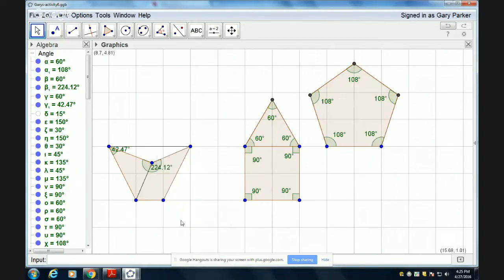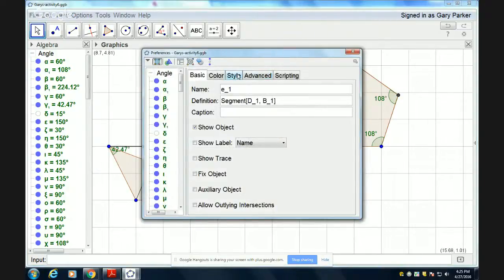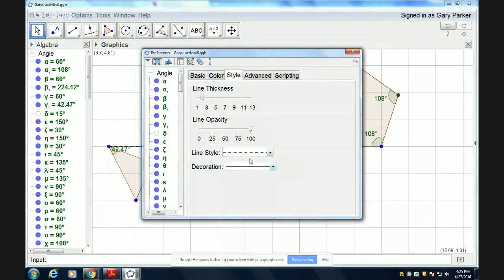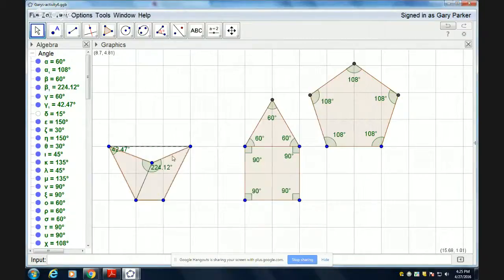Yes, let me try one more time. I messed that up. And I like mine to be dotted lines. So style, dashed, close, pointer tool. You can kind of see it. The problem is I drew it on top of a grid line, so it's hard to make out there. But the line segment connecting D1 to B1 is a diagonal. It's outside of the figure, so therefore this figure is called concave.